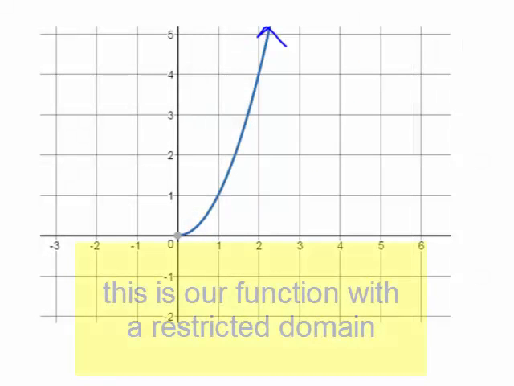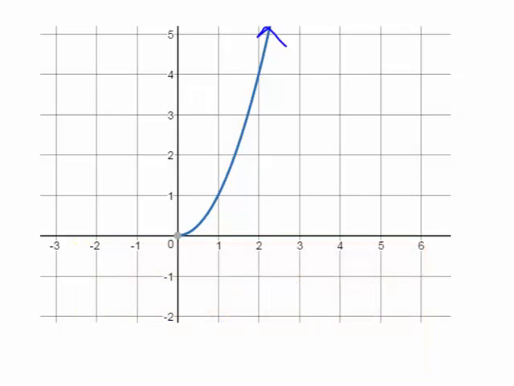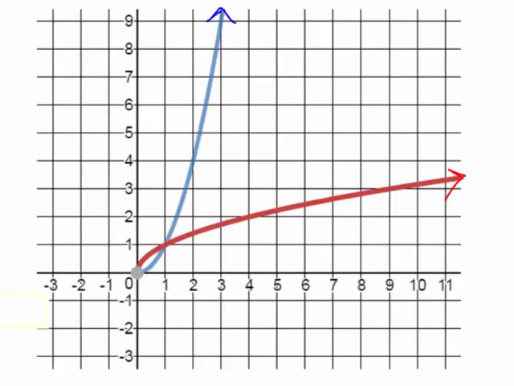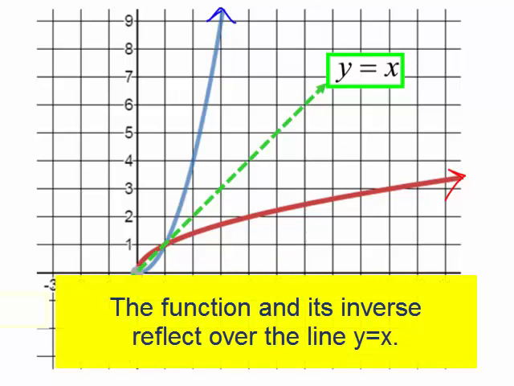My graph will now look like this. So let's study this part of my function and its inverse. Here is my function with a restricted domain and its inverse, which is now also a function because it does now pass the vertical line test. Notice that the function and its inverse do reflect over the line y equals x.